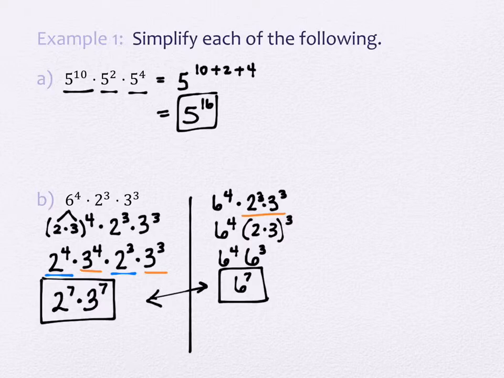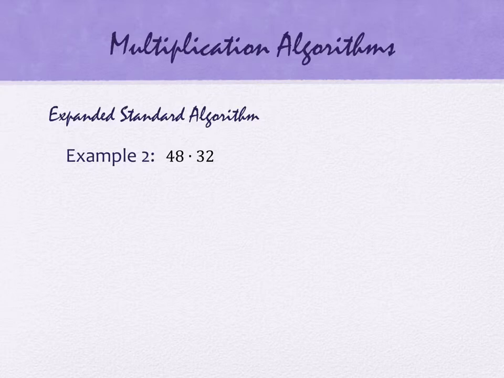Okay, let's take a look now with multiplications where we're not dealing with exponents. So these are the multiplication algorithms. The first one we're going to do is the standard algorithm. And after we do the standard algorithm, I'm also going to show you as a part of this the expanded algorithm. I don't have it listed, but we'll just list it beside it because they're very similar. All right, so let's do the standard algorithm first. 48 times 32.